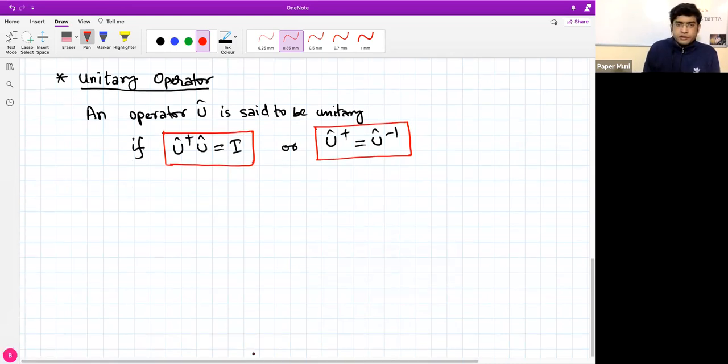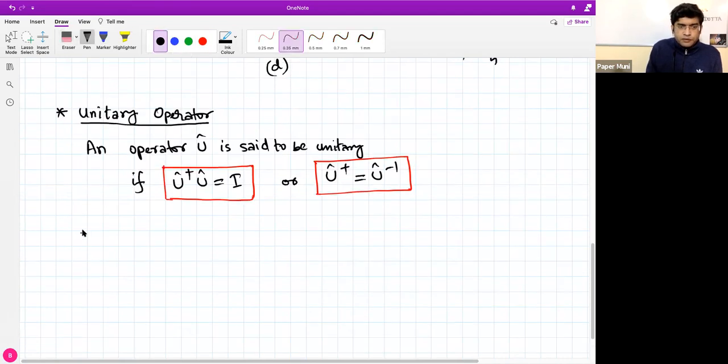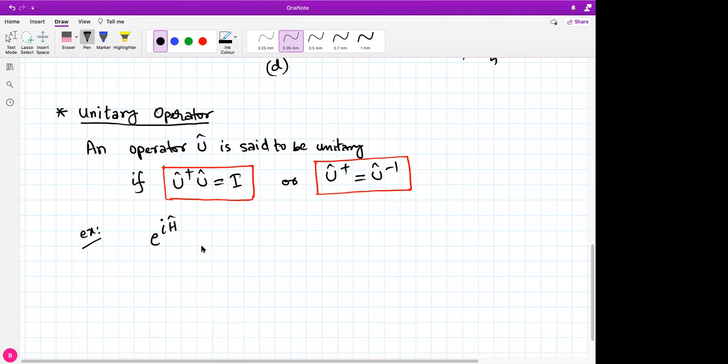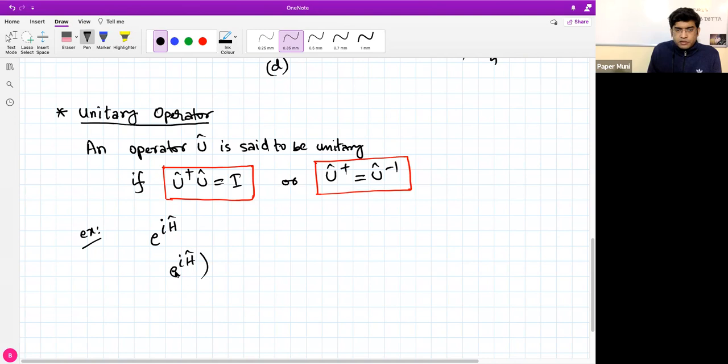So moving on to the next concept. Okay, so example, I remember the example, but not the exact question. If you have been given this operator, which is e to the power minus iHt over h cut. All right, so this is the operator given to you. Now, tell me whether it's a unitary operator or not.